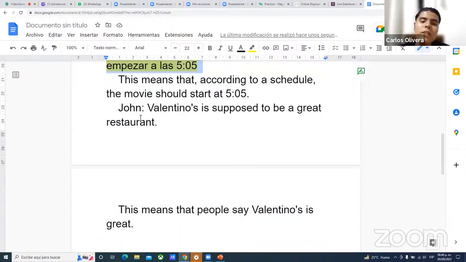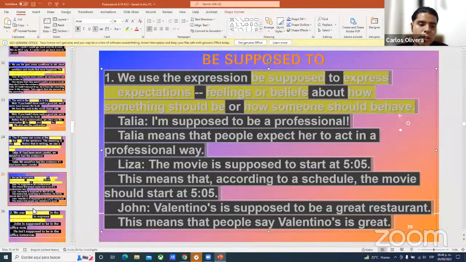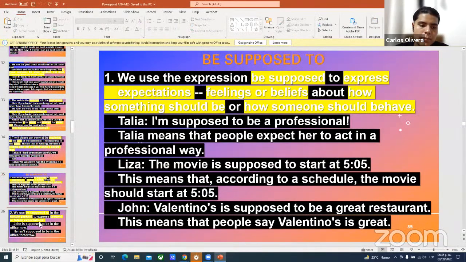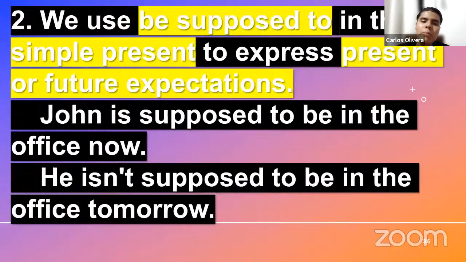Valentino's. John says, Valentino's, that is a restaurant, right? It's supposed to be a great restaurant. Debería ser un buen restaurante. Should be a good or great restaurant. Fantastic. So let's continue. Here we use be supposed in the simple present. Okay, notice that simple present to express present or future expectations.